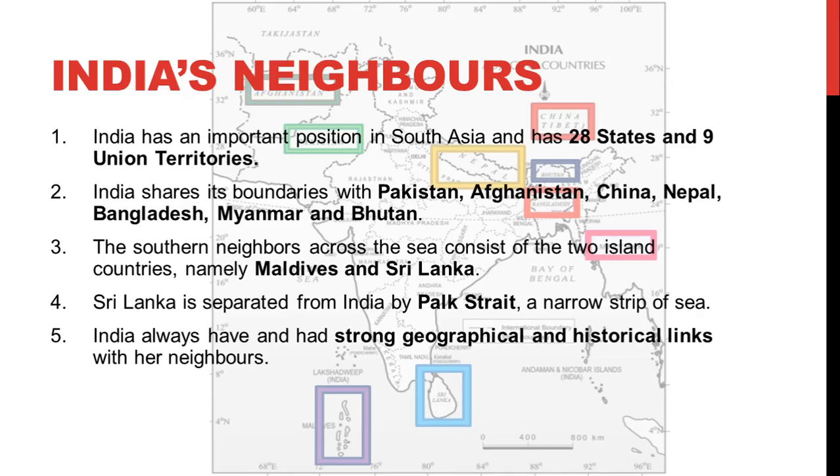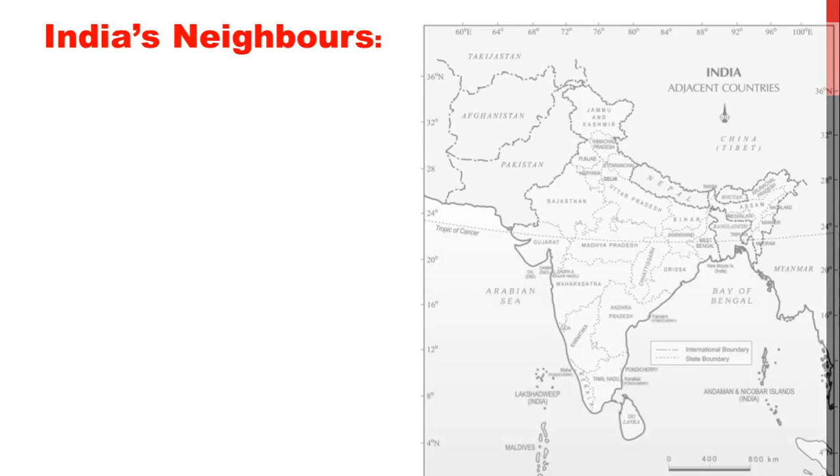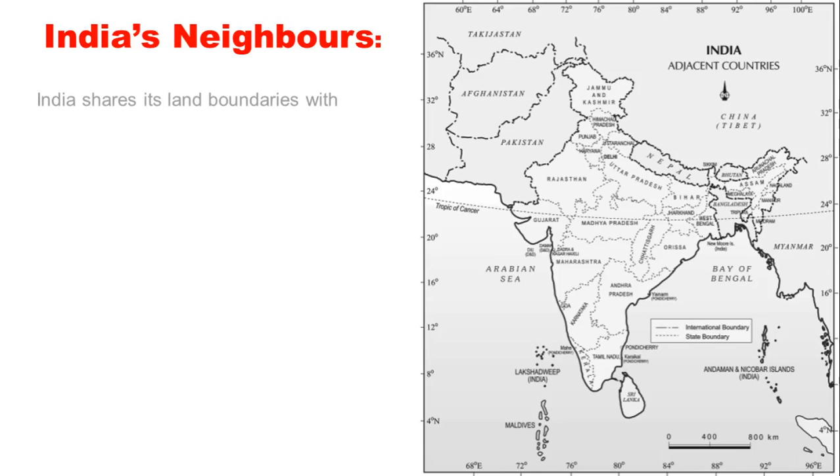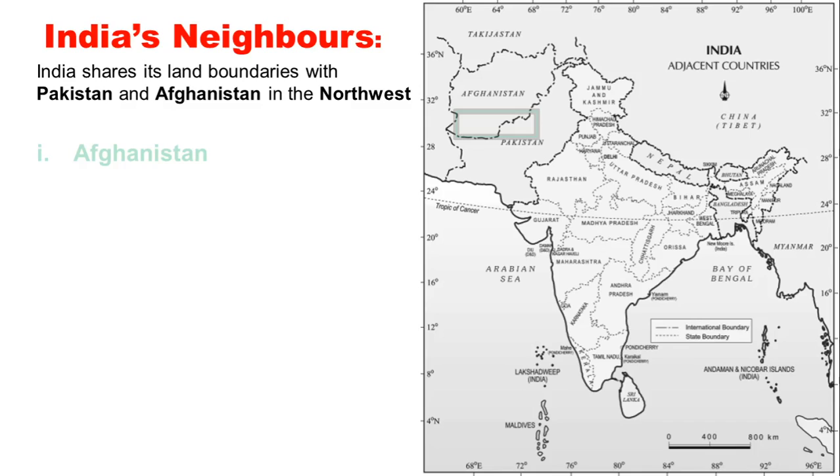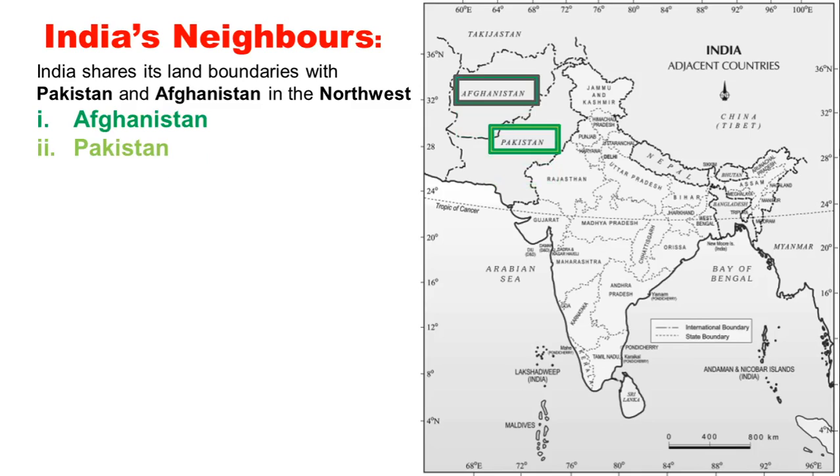India stands apart from the rest of Asia. India's neighbors. Look at the map. India shares its land boundary with Pakistan and Afghanistan in the northwest, China, Tibet, Nepal and Bhutan in the north.